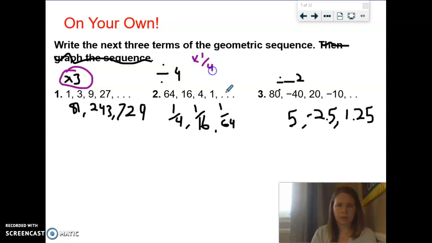So what happens here is I take this 1, I divide by 4, I end up getting 1/4. I take 1/4, divide by 4, I get 1/16. And 1/16 divided by 4, I get 1/64. So basically, it's going back in the other direction that it was going here. It's just now these numbers are at the denominator part of my fraction. And then number 3, like I said, division.